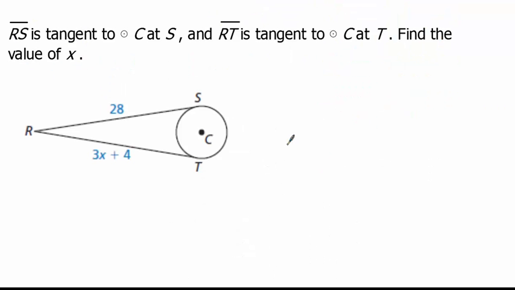Here's another type of problem. This is two lines that are tangents to the same circle that go to the same point. These two things must be congruent.